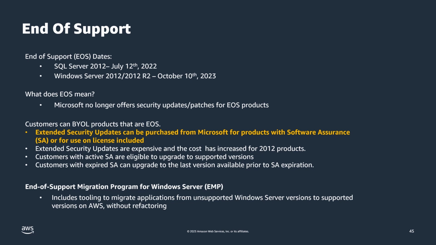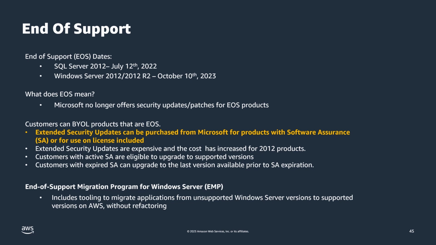Now, customers can still bring products that are end of support, but of course they won't have those security updates and patches. If those customers want to purchase extended security updates from Microsoft, they would be able to get security updates and patches for those products on AWS. If customers are bringing products with active software assurance, they can buy extended security updates for those products. They can also purchase extended security updates for use on license included. Now, extended security updates are rather expensive, and Microsoft has increased the product cost for 2012. So something to keep in mind.